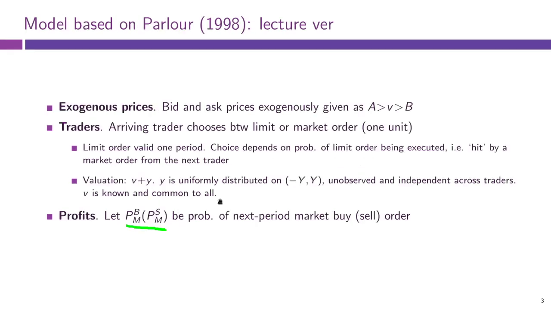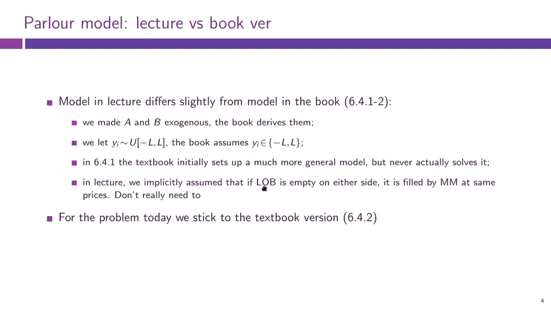Okay, so just to reiterate, we still have one asset whose fundamental value V is commonly known. We still have one trader arriving every period, but now their private valuation Y is binary. It's either minus Y or plus Y. And they submit market or limit orders, and they can only submit a market order if the limit order book is non-empty.